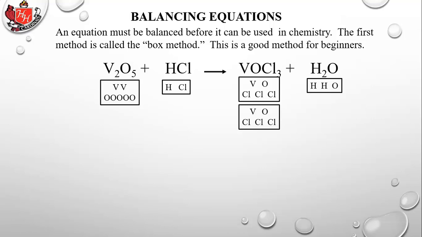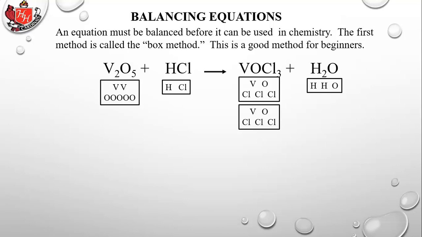So now the V's are in balance. You have 2 V's on the left side of the arrow and 2 V's on the right side of the arrow. Now you can choose between either hydrogen or chlorine to balance, Cl. And in this example, I'm going to do the chlorines first.